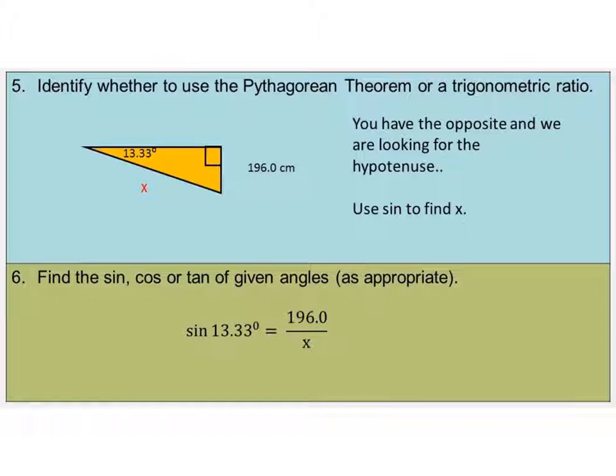So in our next step, number 5, we're going to identify whether to use the Pythagorean theorem or to use a trigonometric function. And if we look at x, we have the opposite and we are looking for the hypotenuse. So we're going to use sine to find the value of x. So in step number 6, we're going to find the sine of 13.33 degrees, and that's equal to the opposite, which is 196, over the hypotenuse, which is what we're looking for, which is x.